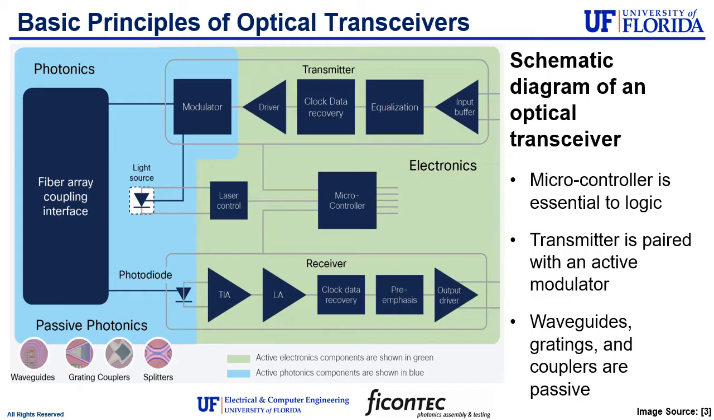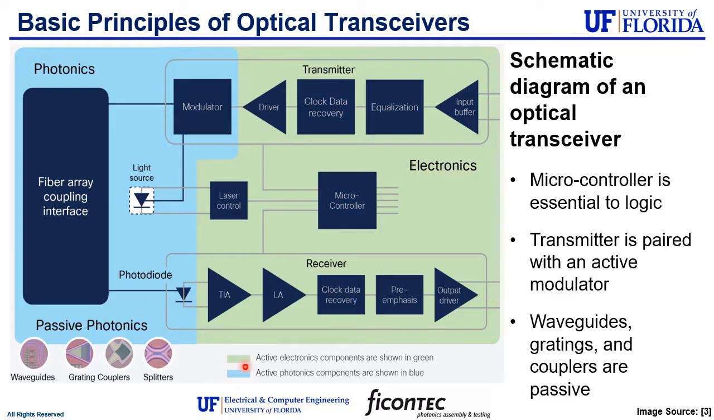Here's a much more detailed diagram of the inner workings of an optical transceiver. A core component is the microcontroller, which must communicate electrically with the transmitter to drive the light source. This component also controls the modulation of the photons being emitted from the transmitter. And after they're modulated, they have to be coupled into a fiber array so that they can travel to their destination. And on the receiving end, the fiber array has to be coupled back to the photodiode.